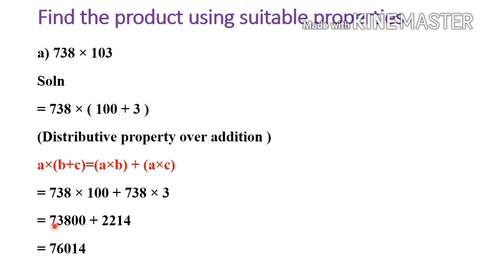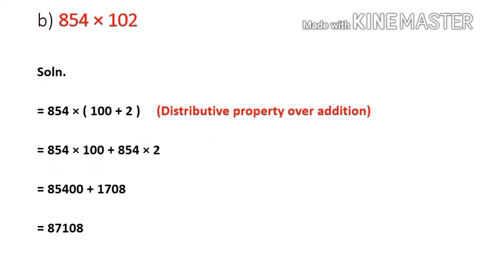Okay, now say 854 into 102. The same way, 102 you want to split and write as 100 plus 2. So we got the form as A into B plus C. Now the same way A into B. So 854 into 100 plus next 854 into 2. Just multiply and write down the answer. Next, finally add it up. Here also we have applied distributive property over addition.